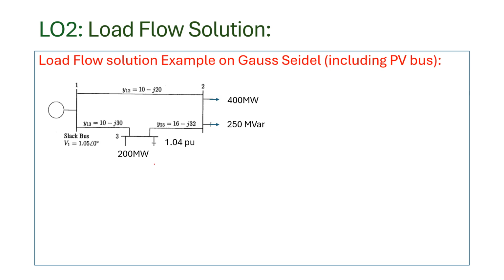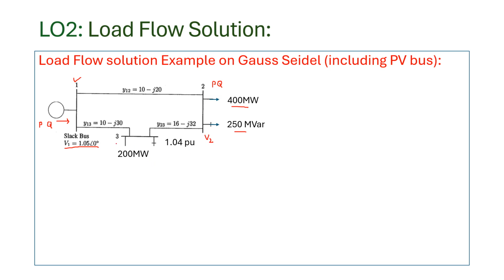In this problem, the first bus is given as the slack bus, so the voltage is specified. We have to calculate here what is the active power and what is the reactive power to be given by the generator into the system. Bus number 2 is given as a PQ bus. So P and Q are specified as 400 megawatt and 250 MVAr. Here we have to calculate the voltage.